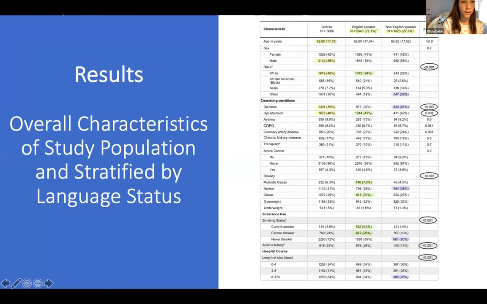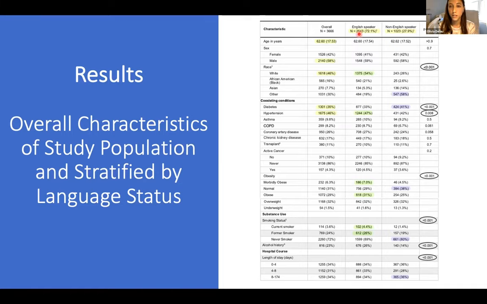For our results, we first looked at the overall characteristics of our study sample, and then stratified by language: our English speakers and our non-native English speakers. I'm going to use the laser just to make it easier to see where I'm talking about. For our overall sample, we have a mean age of 62.60 years. We have a higher percentage of individuals who are male and a higher percentage who are white. 35% of our population had diabetes, and 46% of our study sample had hypertension.